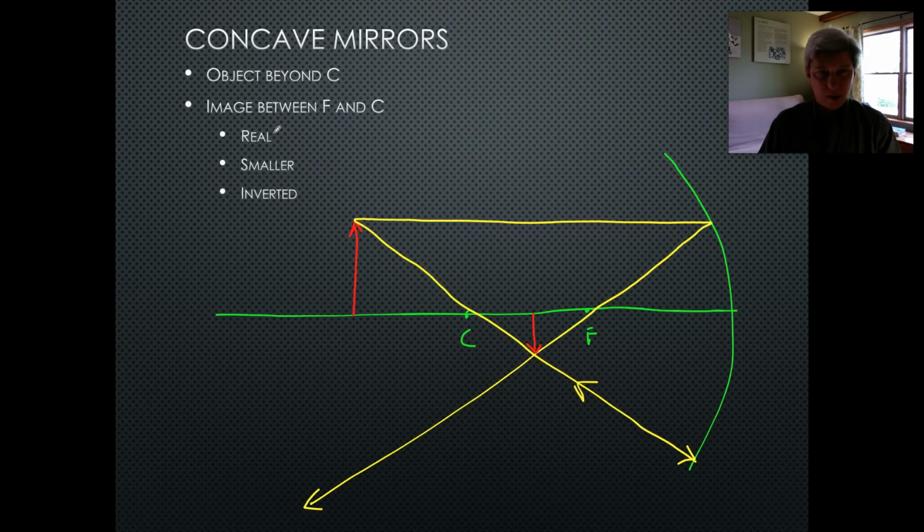The image will be real because it's on the same side of the mirror. It will be smaller than the object, and it will be upside down, but it'll be between F and C. Okay. So that's case number 2. Case number 3 will involve putting the object directly at point C. So let's look at that at this point.